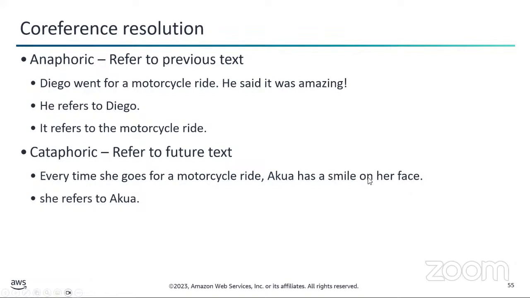So here, she refers to the future. That's why it's cataphoric. This is anaphoric because it refers to the previous text, but cataphoric refers to the future text. So she in this sentence refers to Akua in the next part of the phrase. Okay.